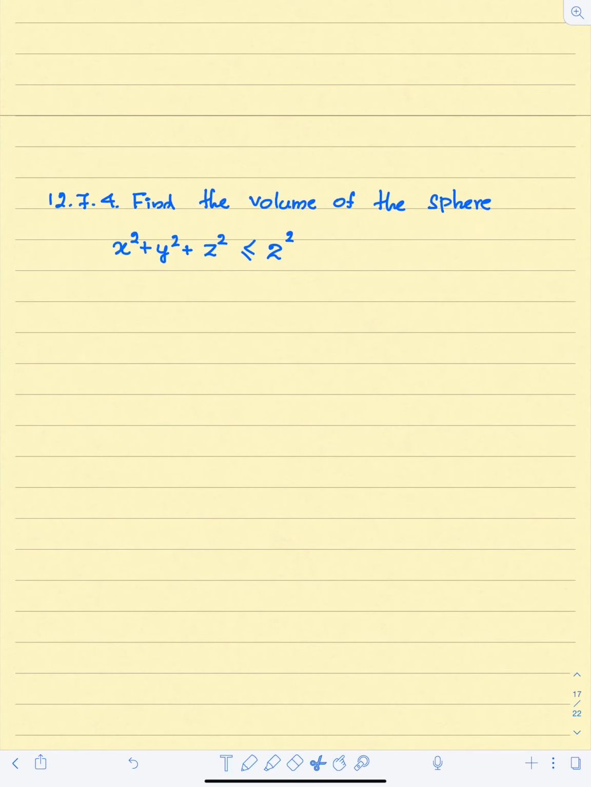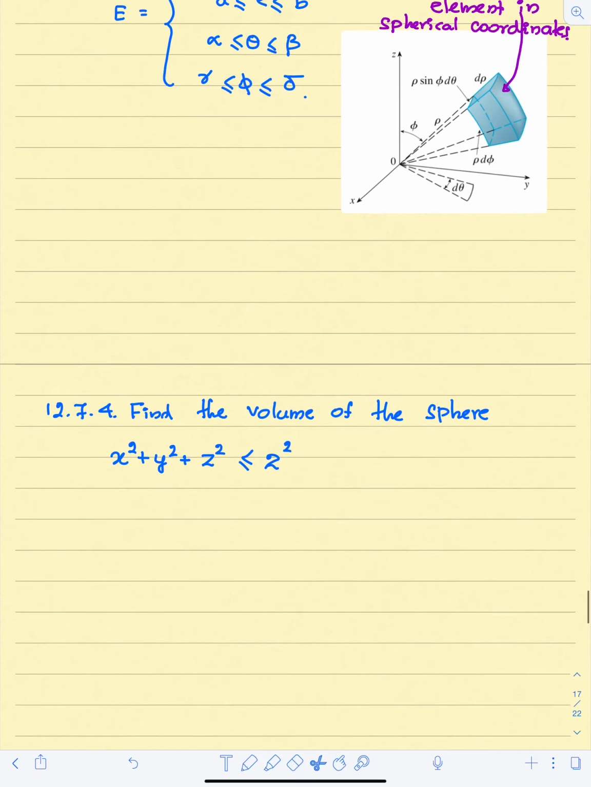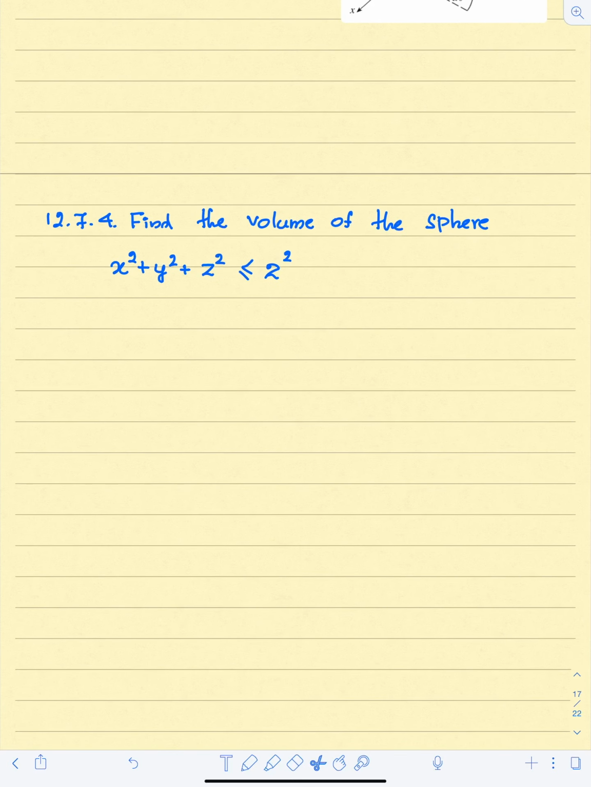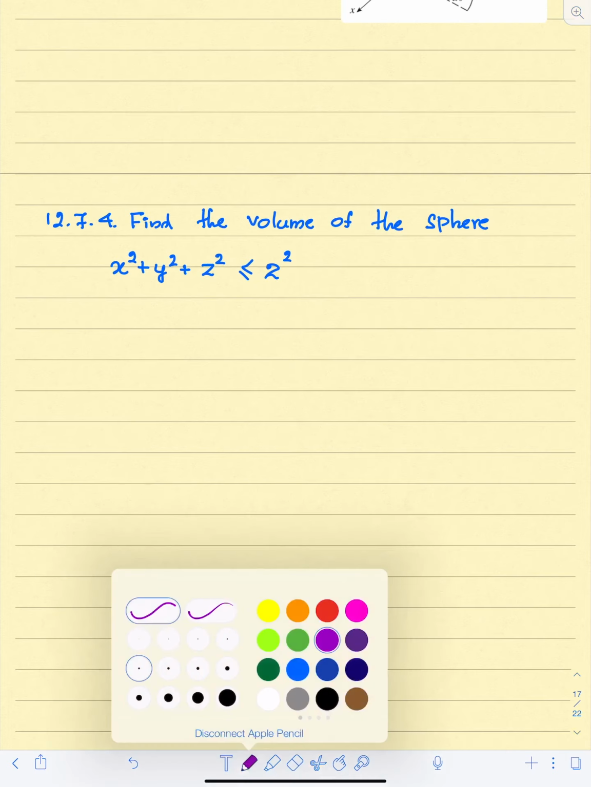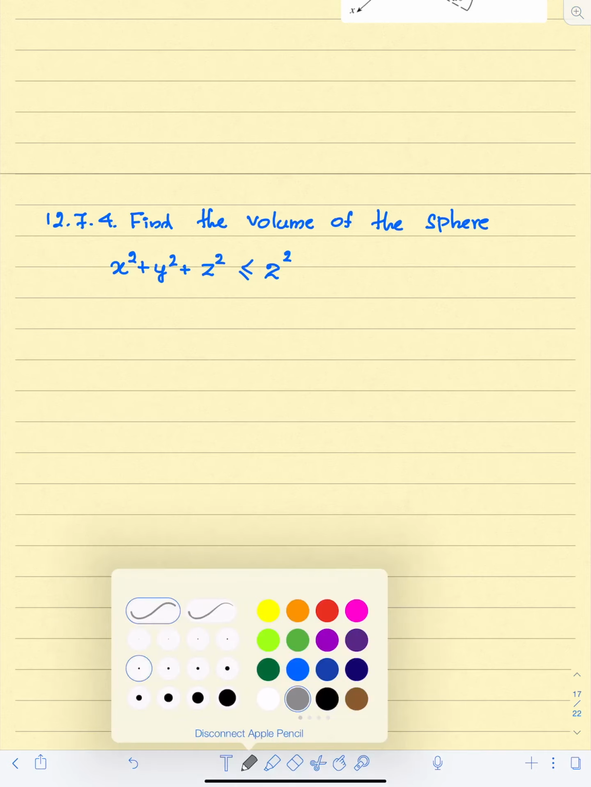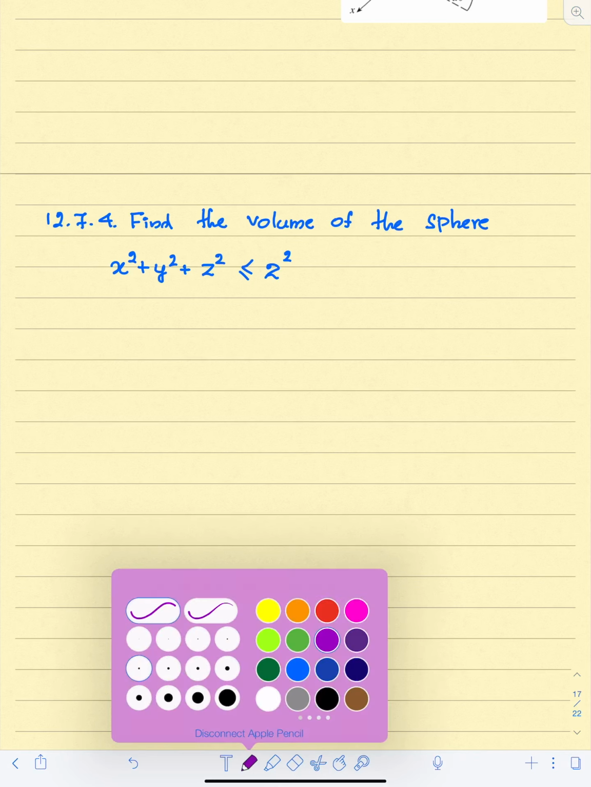Let's say we want to use the spherical coordinate system to evaluate the volume of a sphere with radius 2. So basically this domain is a sphere with radius 2. This problem says find the volume of the sphere x squared plus y squared plus z squared less than or equal to 2 squared. It means this boundary is a sphere with radius 2.